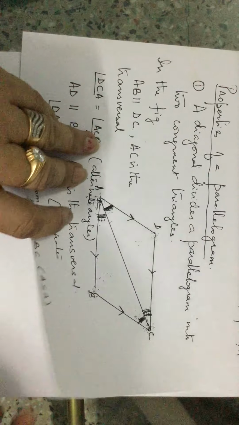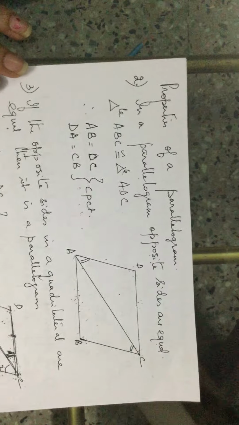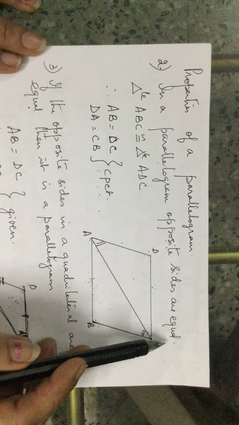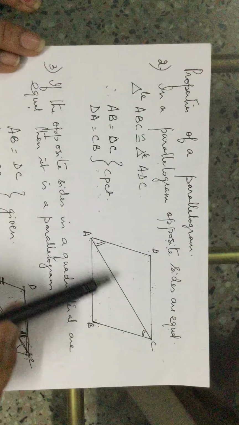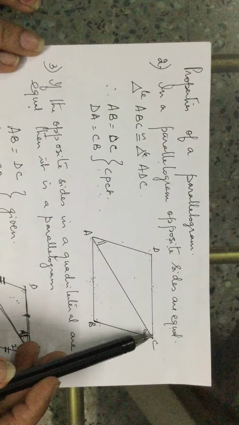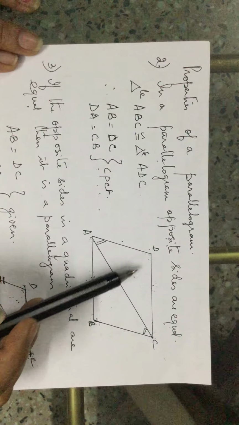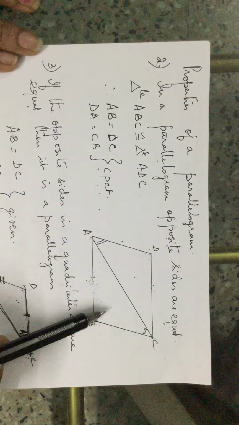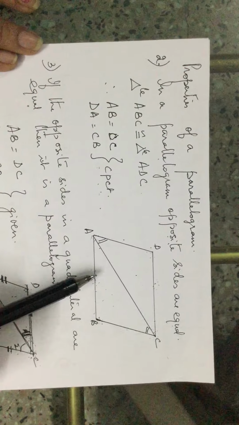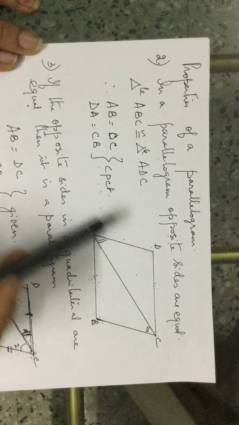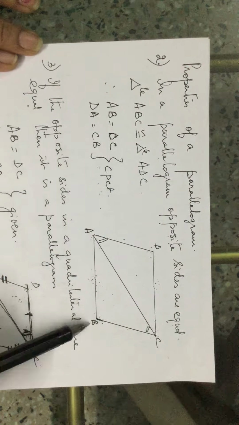Now, coming to property number 2. In property number 2, we are learning that in a parallelogram, opposite sides are equal. We see a parallelogram, and I have drawn a diagonal also. And what did we learn in property 1? A diagonal divides a parallelogram into two congruent triangles. Yes. So this triangle and this triangle are congruent. Because they are congruent, the corresponding parts are equal. Therefore, AB is equal to DC and BC is equal to AD. So this means opposite sides in a parallelogram are equal.